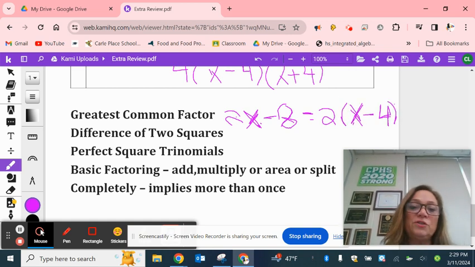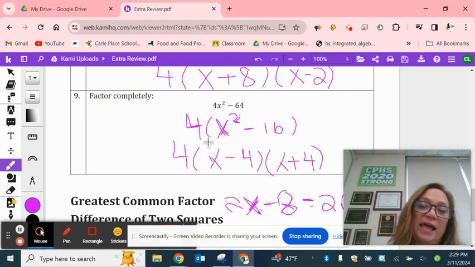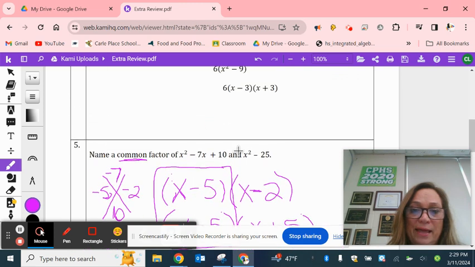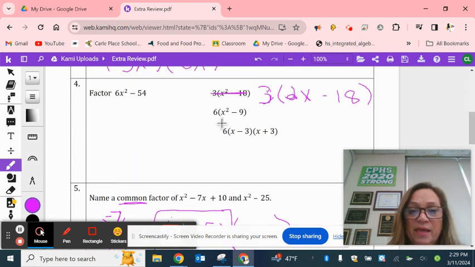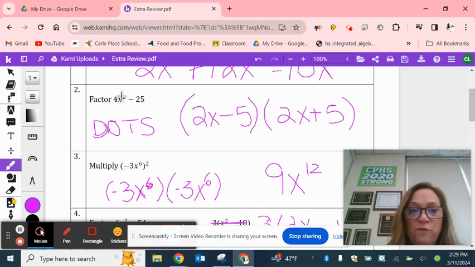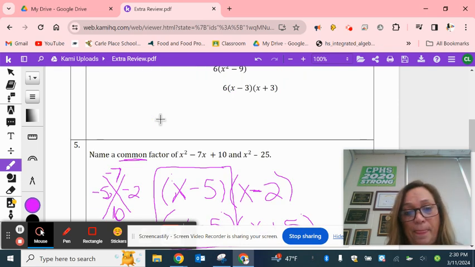Okay, the difference of two squares is going to look like right here, the x squared minus 16. That's going to look like way back here, the x squared minus 25. Remember, those are perfect squares. The x squared minus 9, the 4x squared minus 25, a binomial with subtraction of two perfect squares.